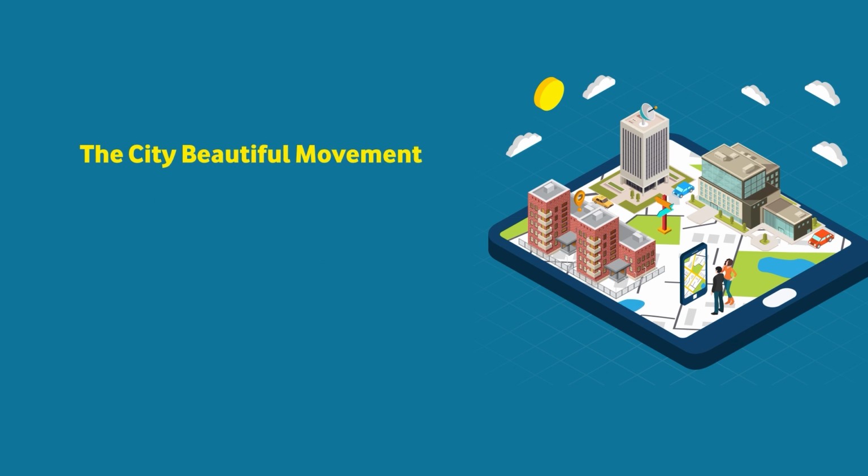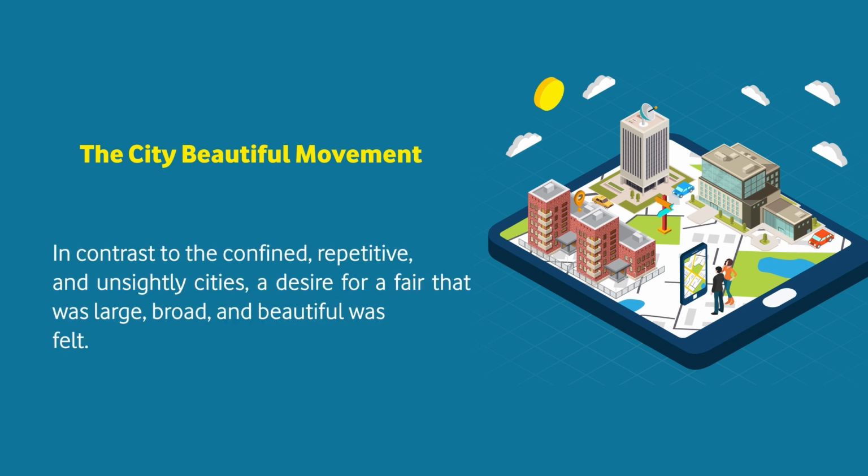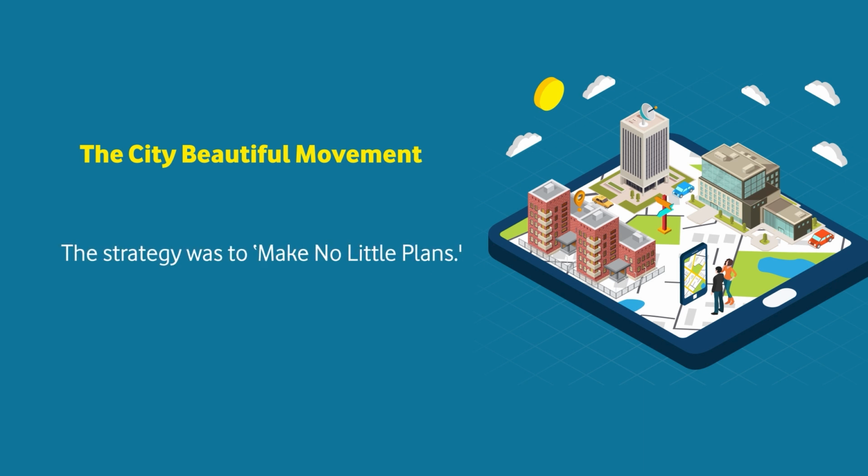And after all that mess, as we saw in Paris, the City Beautiful movement came. In 1893, Chicago hosted a world fair in response to the negative effects manufacturers were having on urban life. In contrast to the confined, repetitive and unsightly cities, a desire for a large, broad and beautiful city was felt. The strategy was: make no little plans, think big.